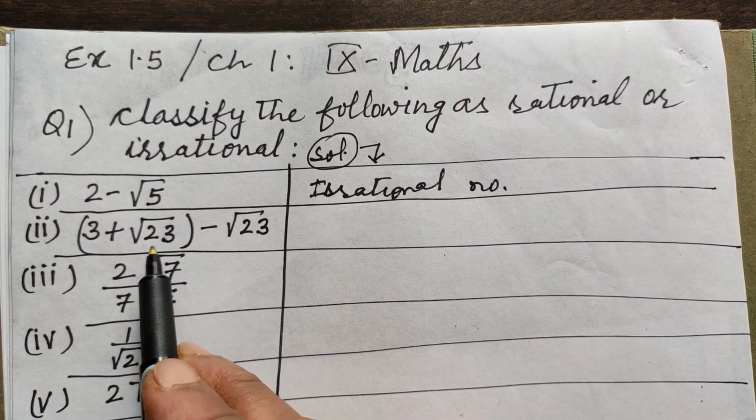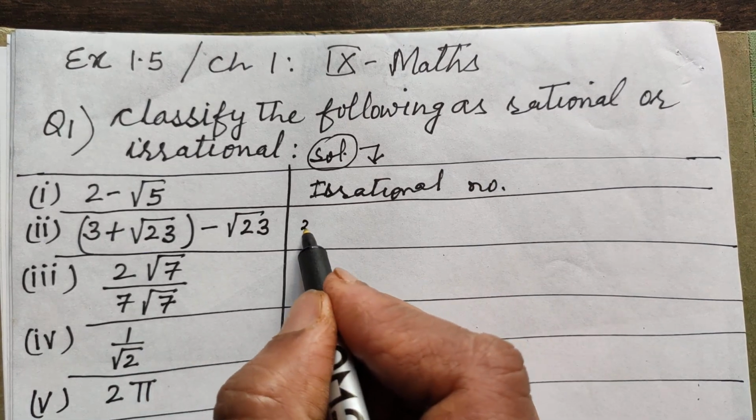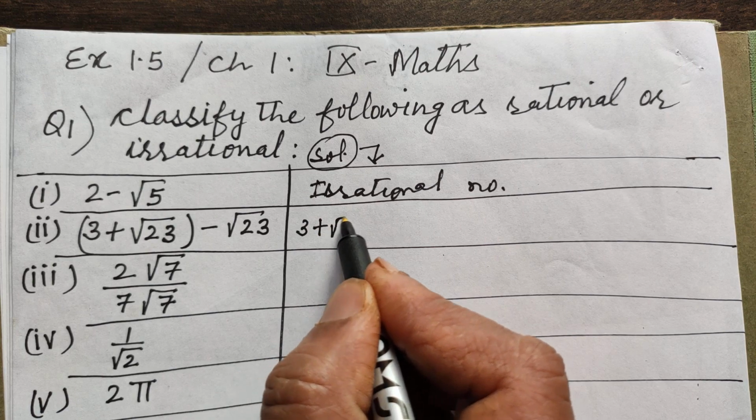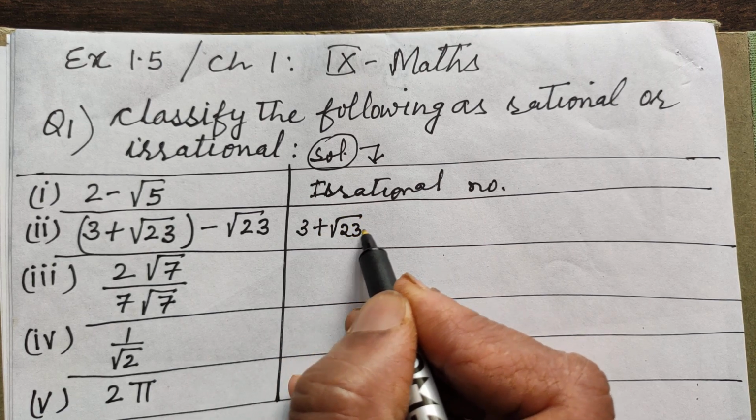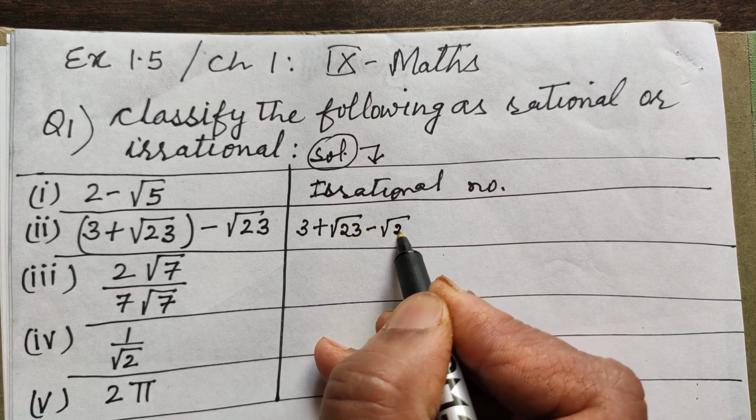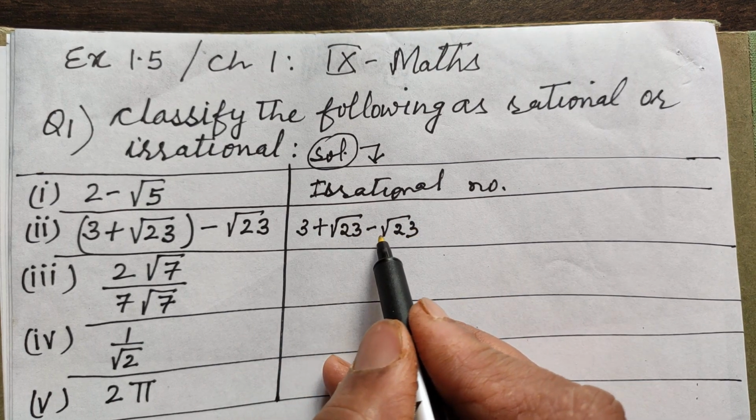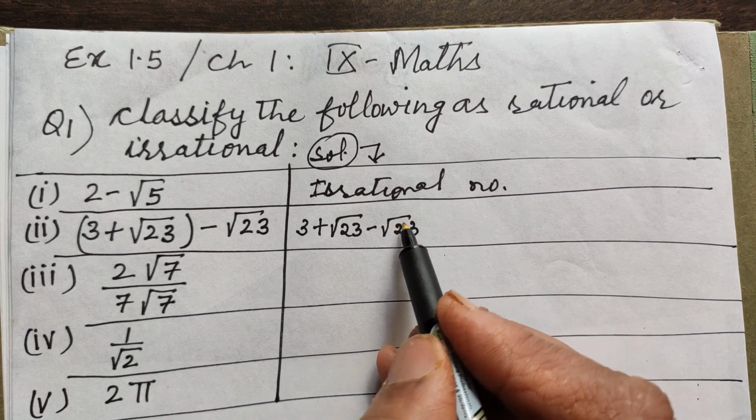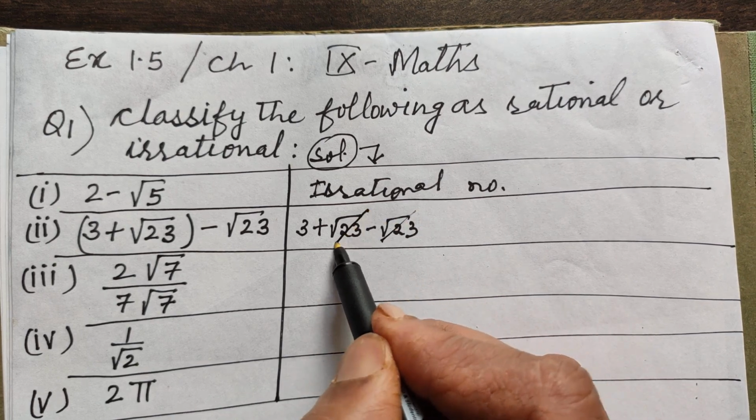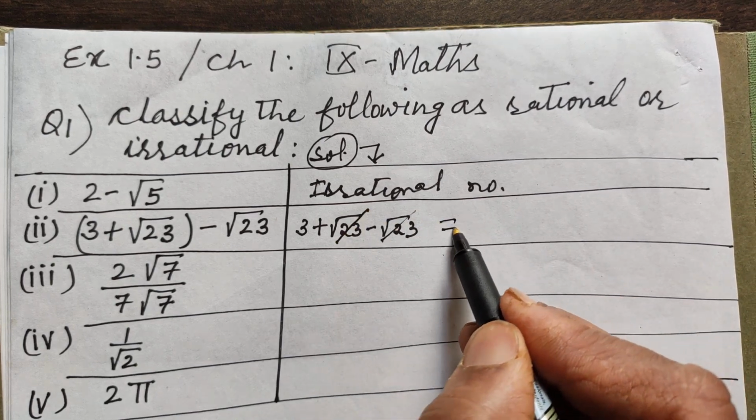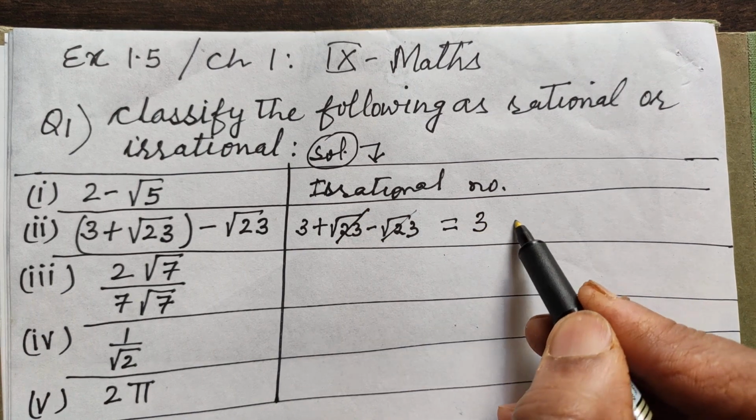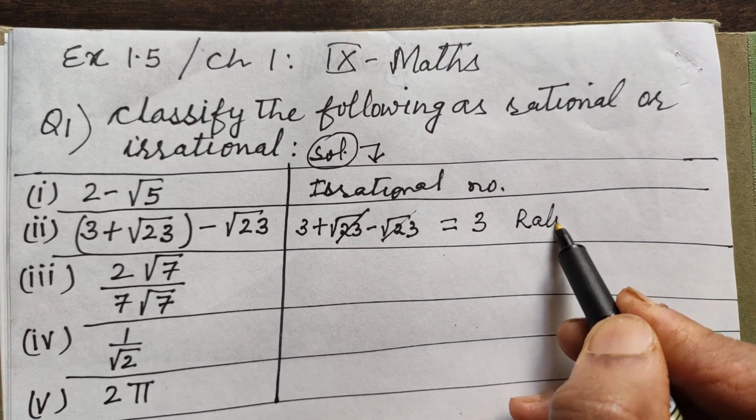Look at the second expression, which can be solved further as 3 plus root 23 minus root 23. So the plus expression and the minus expression, they are equal in magnitude, so cancel each other. Answer is 3, which is a rational number.